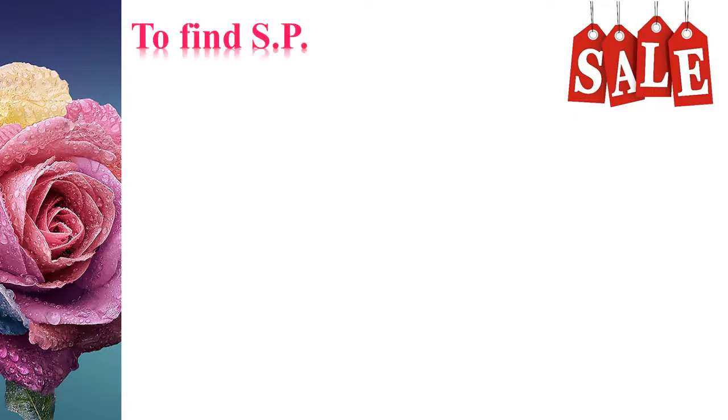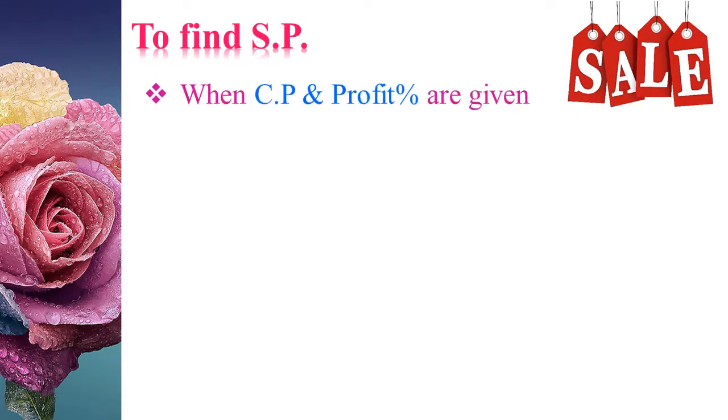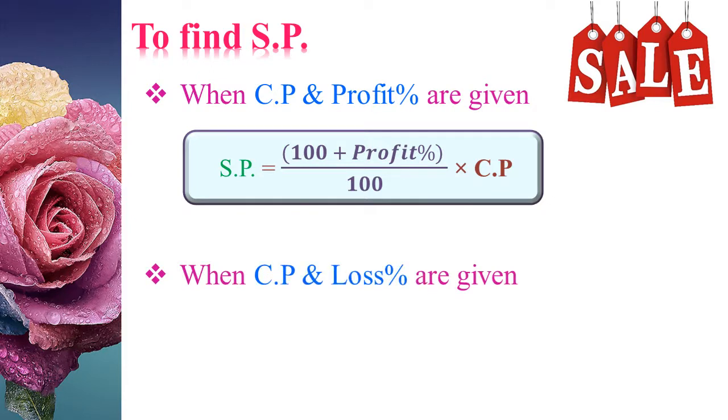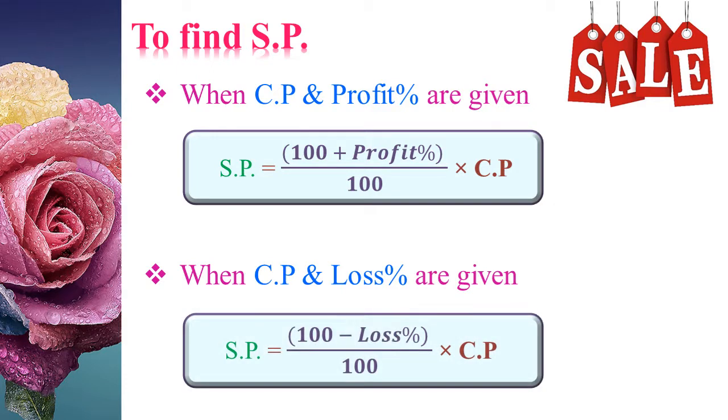Kids, to find selling price, when cost price and profit percentage are given, we should use the following formula. That is, selling price equals (100 plus profit percentage) by 100 into cost price. To find selling price, when cost price and loss percentage are given, we should use the following formula. That is, selling price equals (100 minus loss percentage) by 100 into cost price.